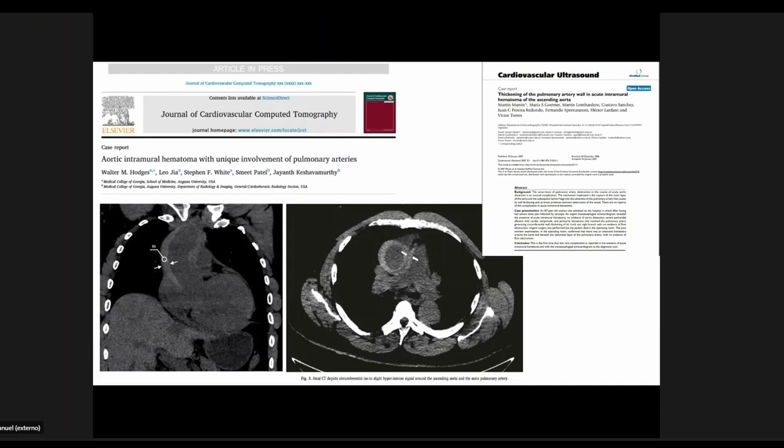So that's interesting. It's quite rare, but it illustrates the added value of spectral CT in the case of aortic emergency and pulmonary artery involvement by hematoma.